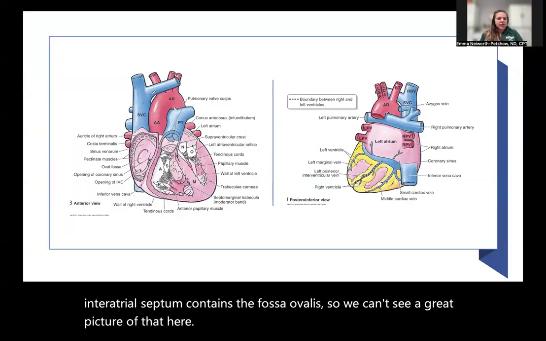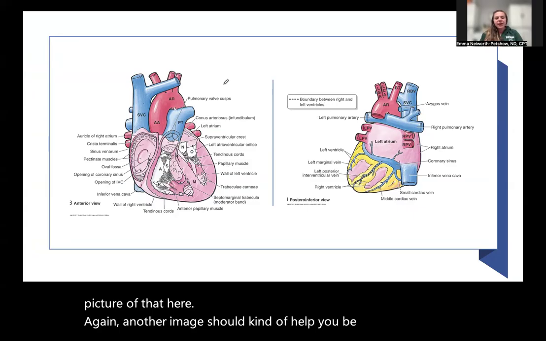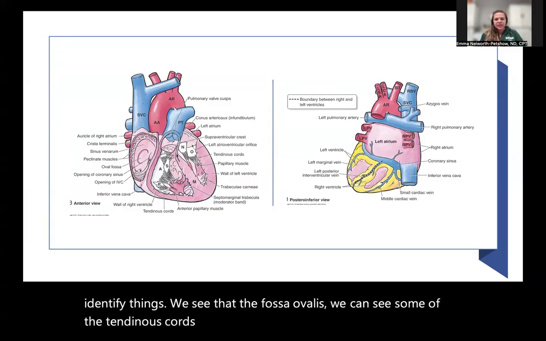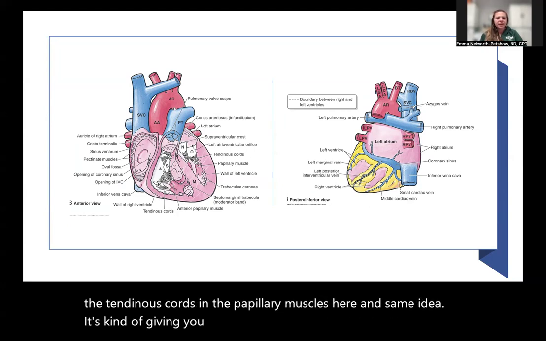Again, here's another image to help you name or identify things. We see the fossa ovalis. We can see some of the tendinous cords and the papillary muscles here. Same idea. It's giving you those boundaries of the heart.